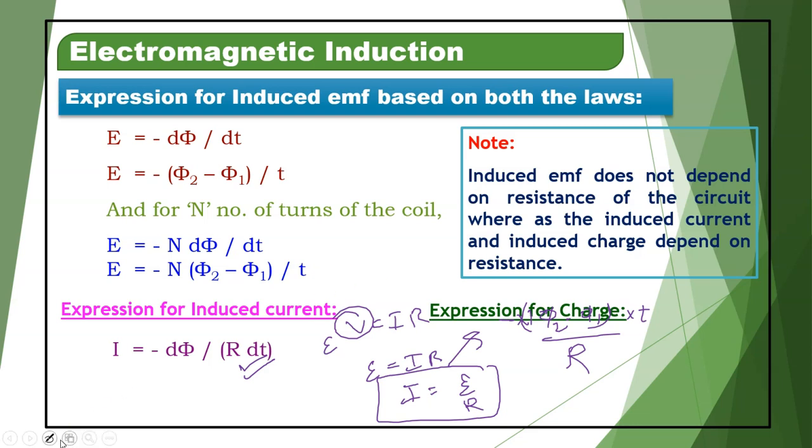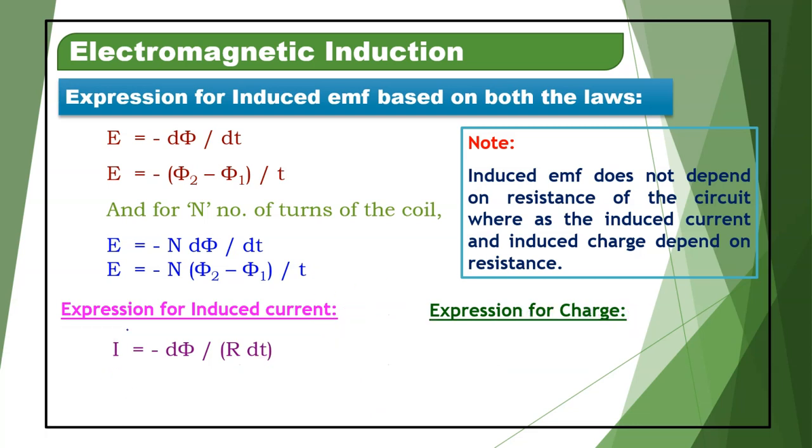This is the expression in terms of charge also. Like dq by dt is equal to minus d phi by R dt. So dq is equal to minus d phi by R. This is a very important formula for the board examination as well as for board students. So let's move ahead.